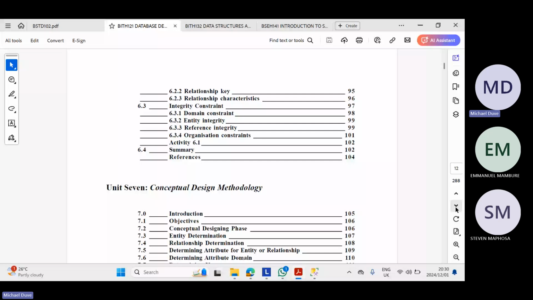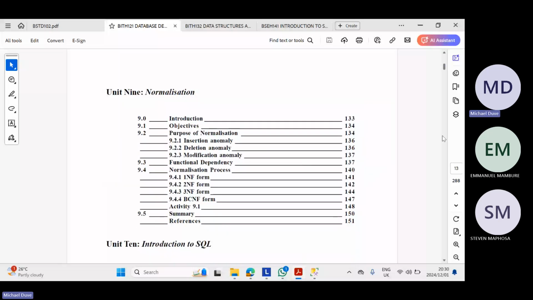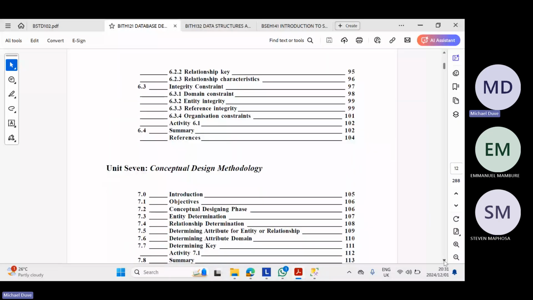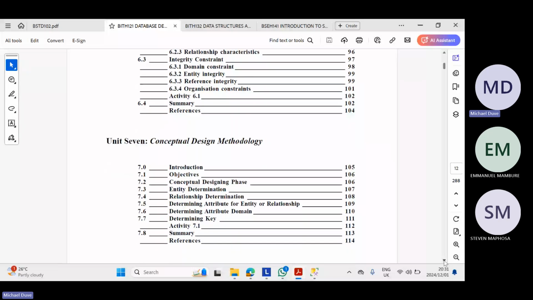Then we go to the conceptual design. When you go to the conceptual design, it takes the concept of our everyday life, right? Whereby we say the conceptual design is the way entities relate, right?